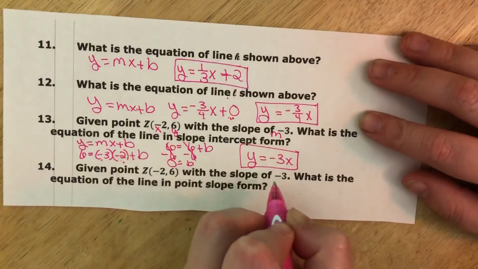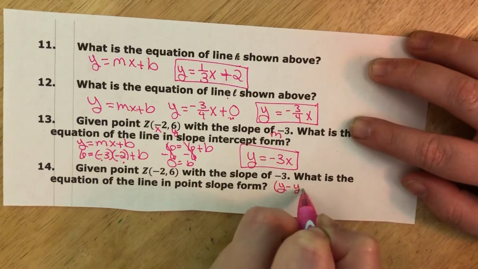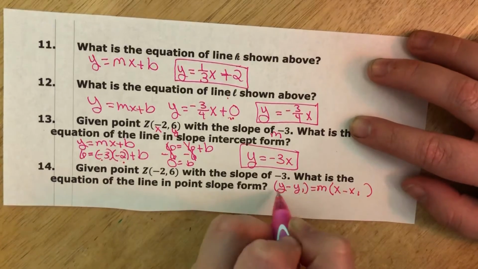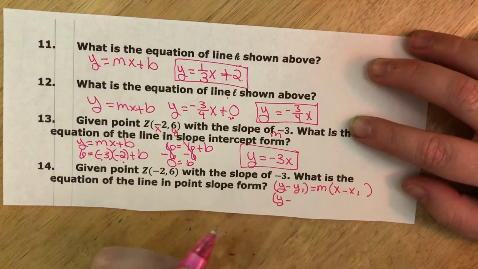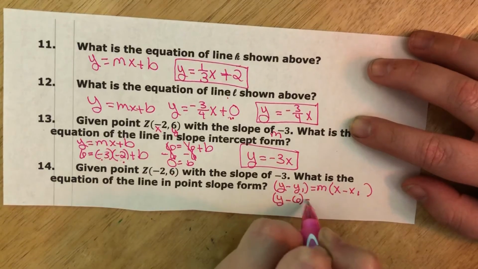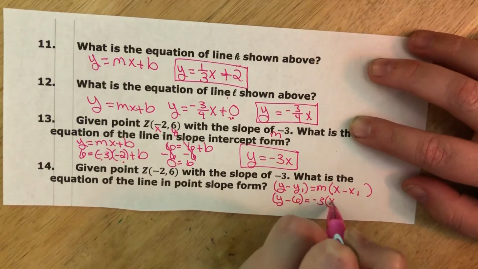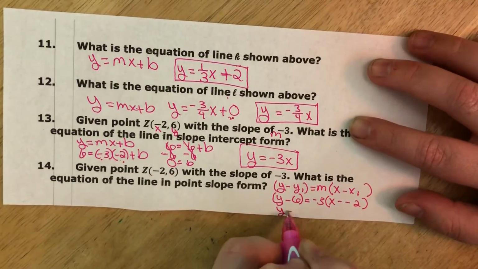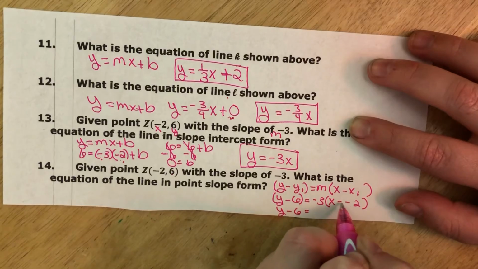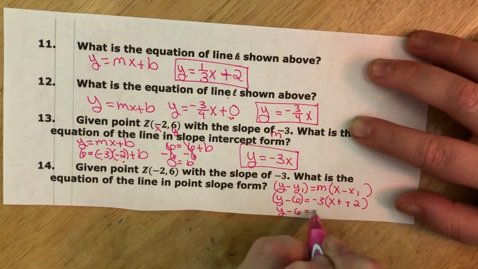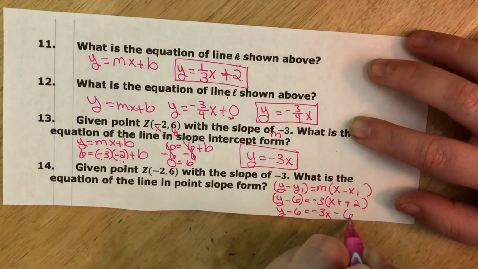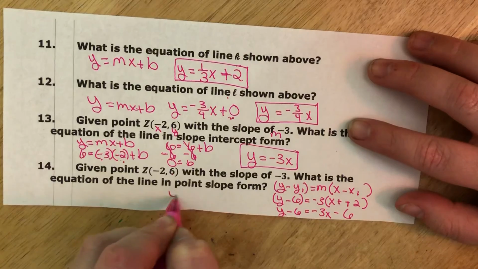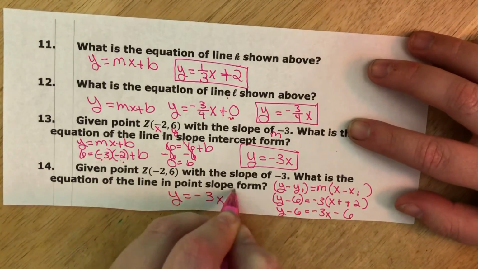The equation for point-slope is y minus y1 equals m times x minus x1. So this is y minus y1, which is 6. Your slope is -3, x minus a -2. So when you simplify that, it's y minus 6 equals, remember, minus a negative is a positive, so that's -3x minus 6. So then you have to add 6 to both sides. So then y is equal to -3x still.